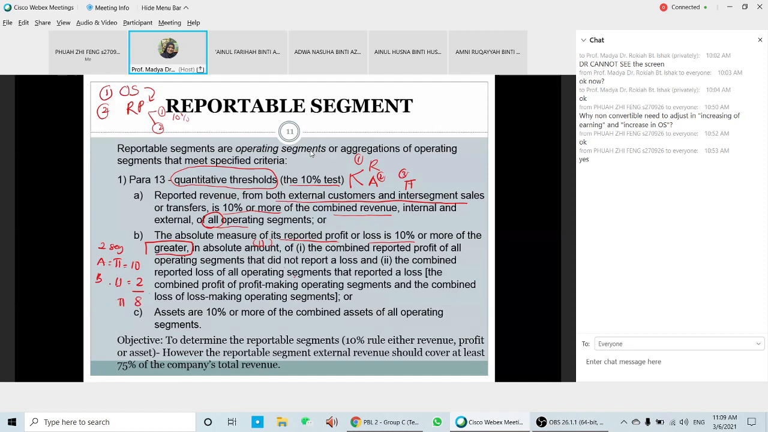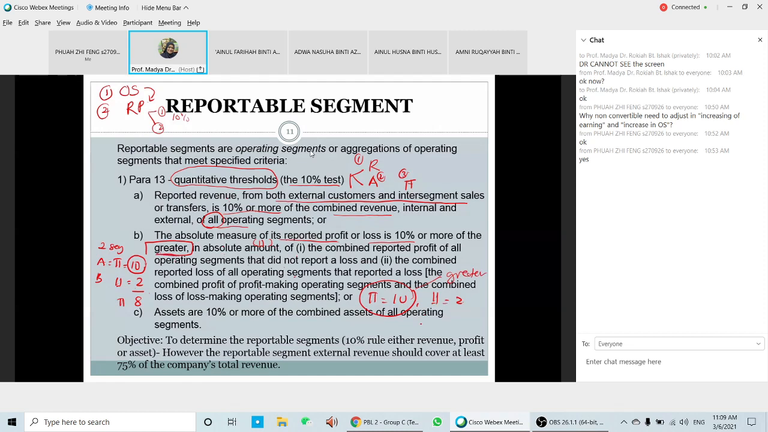So to test for 10% here, we need to look at which one is the higher. The highest is a profit, yeah? Profit here of 10 compared with the loss here of 2. But for loss, we only consider the absolute value. So the greater number here is 10. The guidance says that you should use the greater number.